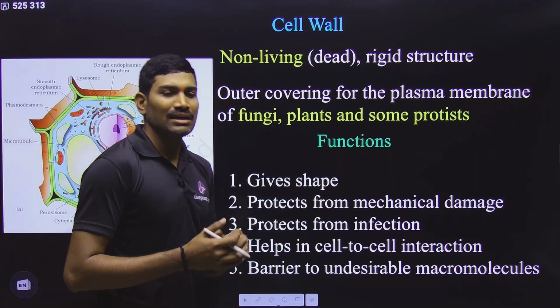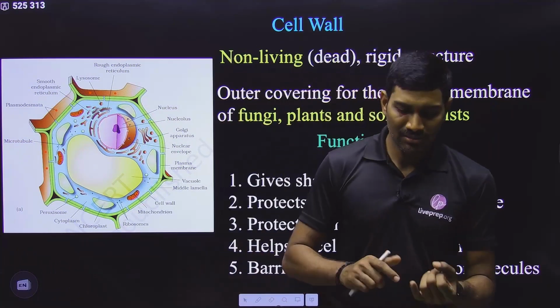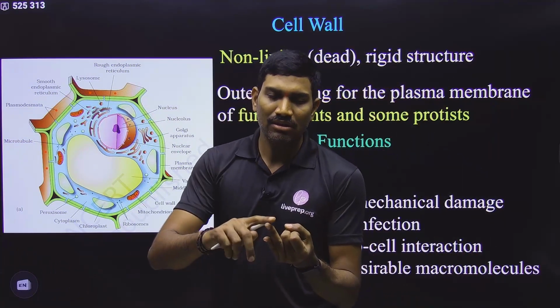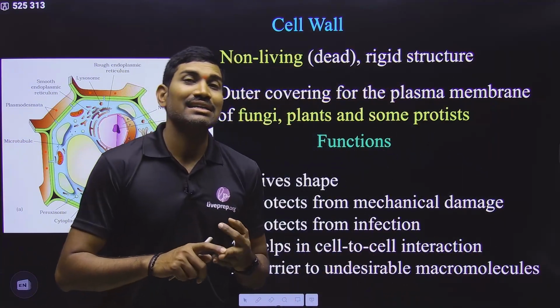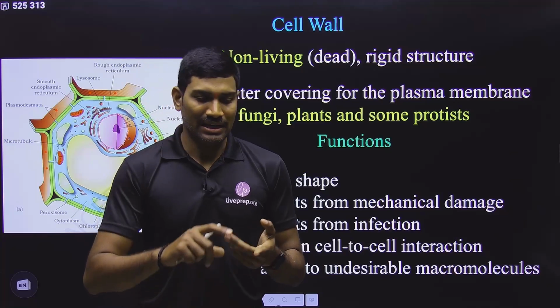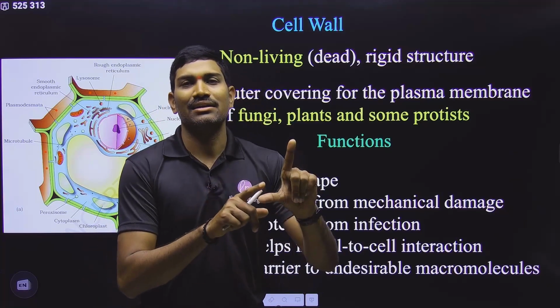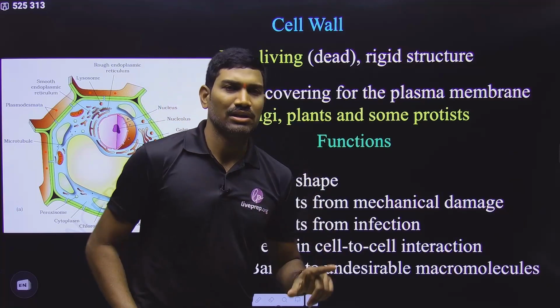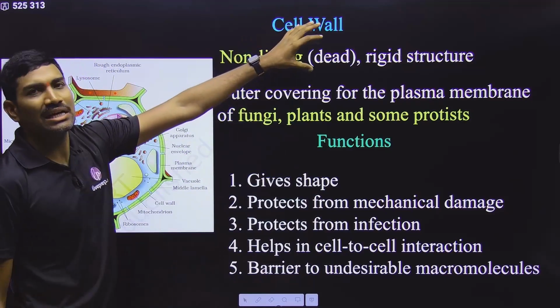Which cells have the cell wall? Plant cells have the cell wall, fungal cells have the cell wall, and some protists have the cell wall. Animal cells do not have a cell wall, and some protists do not have a cell wall. So this is the basic information regarding the cell wall.